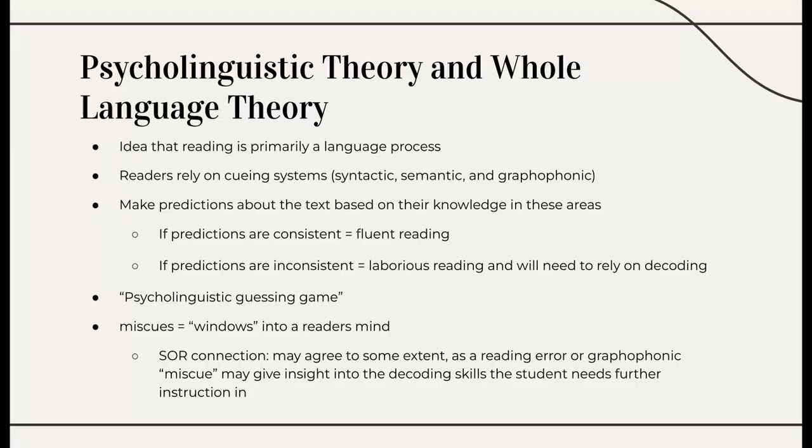Next, we have psycholinguistic theory and whole language theory. These two theories were actually tackled together because they're so similar. Psycholinguistic theory is the idea that reading is primarily a language process. Readers rely on cueing systems, based on syntactic, semantic, or graphophonic systems. So students make predictions about the text based on the knowledge in these areas.